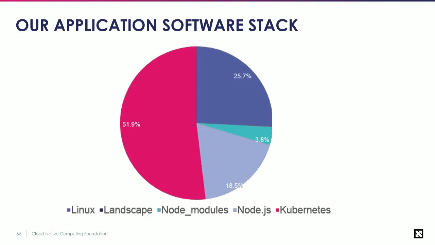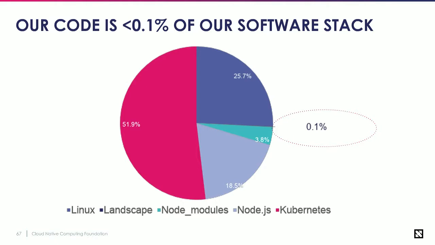So if we now graph all of that, we can see this chart, and unfortunately, every part of this software stack is a potential vector for vulnerabilities. And in fact, I left out one part of this pie chart, which is our code itself. It's less than 0.1% of the code that we depend on.